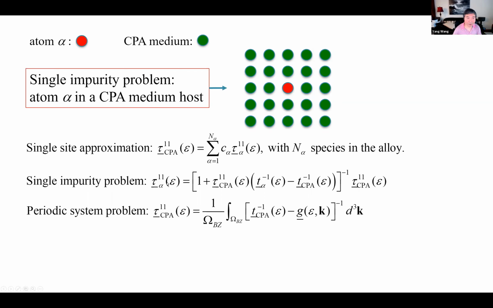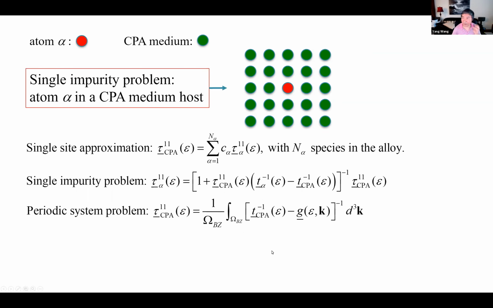So this is a single impurity problem, the tau alpha 1,1. That's what we have just derived. But this time, for the CPA problem, the host atom is just the CPA medium, and that's why I put CPA instead of H there. For the periodic system, because the CPA is a periodic lattice, and on each site is a t CPA, that's why I calculate the tau CPA this way. So this is entirely how the KKR-CPA works.